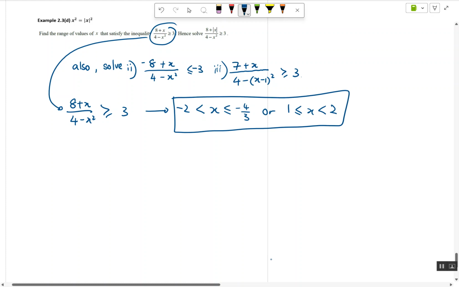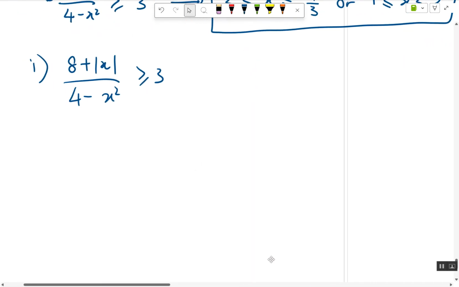Okay, I look at the part 1 where I'm talking about 8 plus modulus x over 4 minus x square, okay, greater equals to 3. I want you to know that x square is the same as modulus x square. X square is always positive. Modulus x is always positive. So they will conveniently take out the modulus because it doesn't make sense. A positive and a positive number, this thing is already 100% positive already. So I do not need to reinforce that it is still positive, okay?